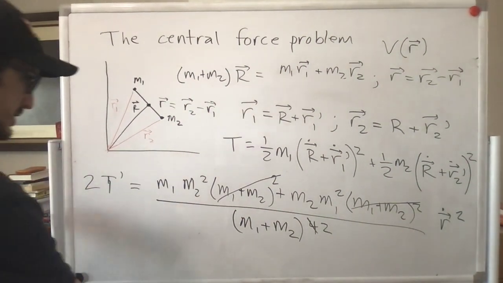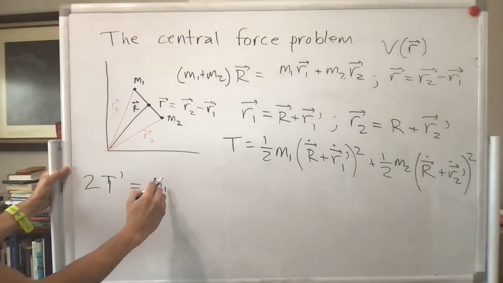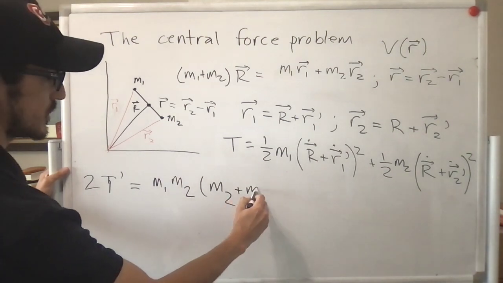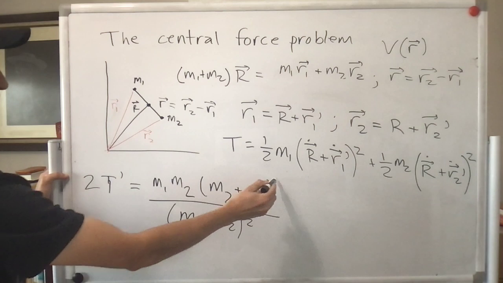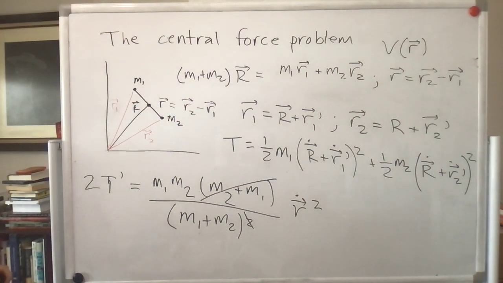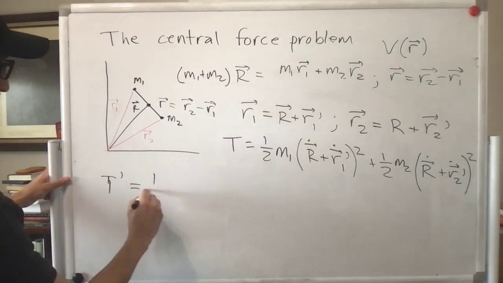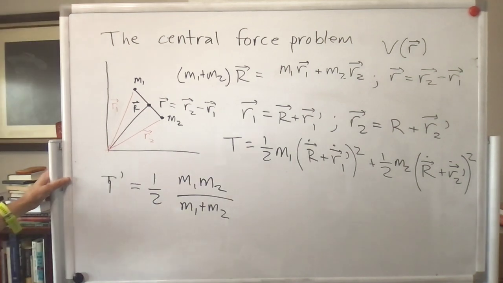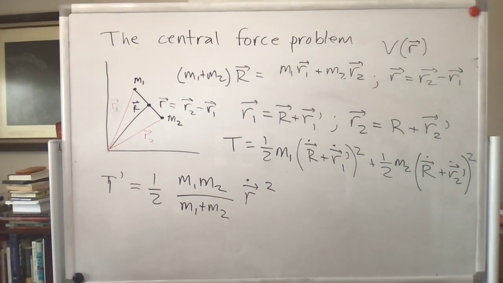So this is going to be equal to M1, M2, M2 plus M1 divided by M1 plus M2 squared. So now we can cancel this one with this one, R dot squared. And so in the end, we end up with, and we can move the two to the other side again, 1/2 M1 M2 divided by M1 plus M2, R dot squared. This is equation 3.4.